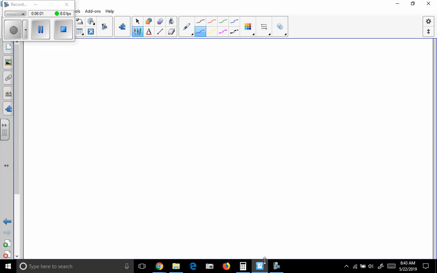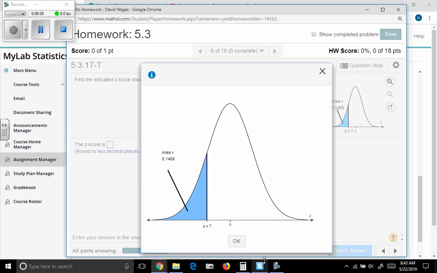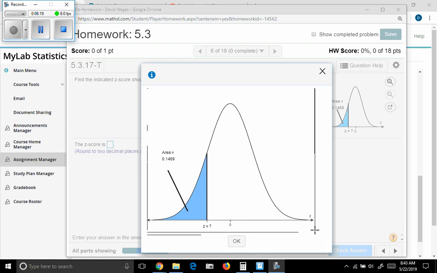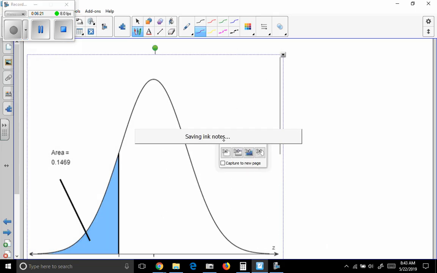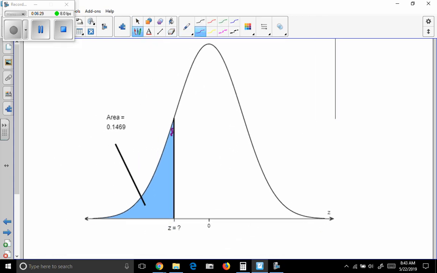For the next one they're going to give us a graph, and they're going to ask us to find the z-score that corresponds to the given area. So we have an area of 0.1469 to the left of our z. So let's copy that over. So our cumulative area, our area to the left of z, is that. So we're going to look up this area and find out what z corresponds to that.